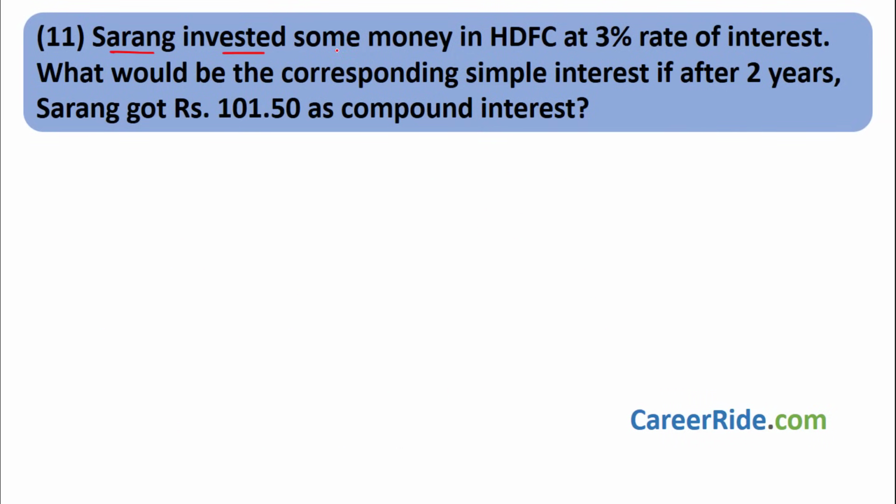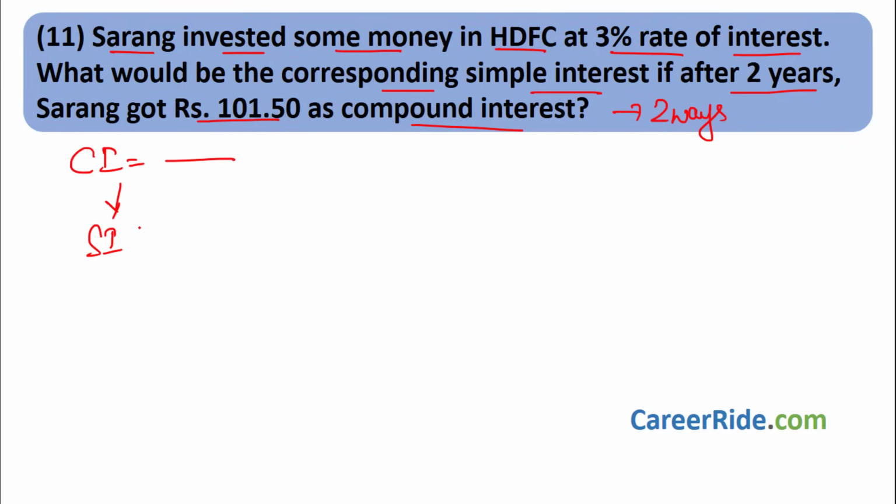Moving to question number 11. Sarang invested some money in HDFC at 3% rate of interest. What would be the corresponding simple interest if after 2 years Sarang got rupees 101.50 as compound interest? Now over here we can solve it in 2 ways. One way is by giving the formula of compound interest and then finding the principal amount, and then going in and finding the simple interest and all that stuff. There is another way. This is too long to calculate, so we will not take this. Let us see another way which we have just learned.